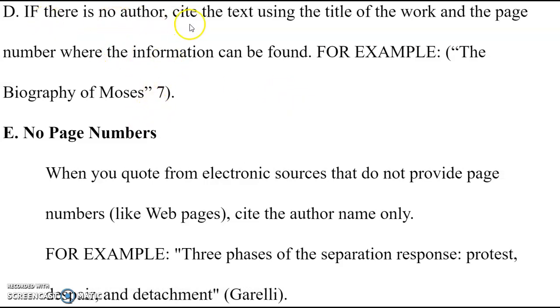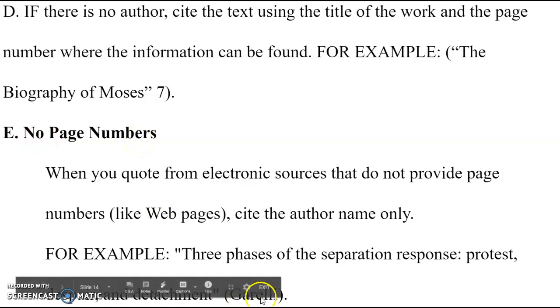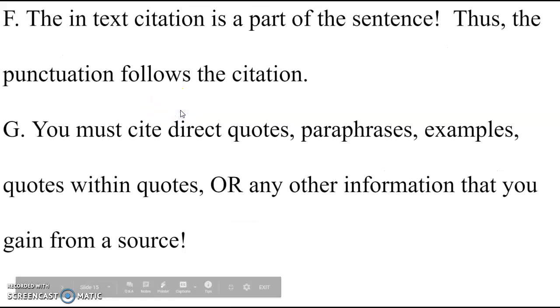If there's no author, then you cite the text using the title of the work and the page number. So for example, the biography of Moses, 7. If there are no page numbers, like I was saying, then you simply use the author's last name, Garelli. So I quoted Garelli and then I typed his last name in parentheses, and then the period goes at the end of the citation. The in-text citation is part of the sentence, thus the punctuation follows the citation.